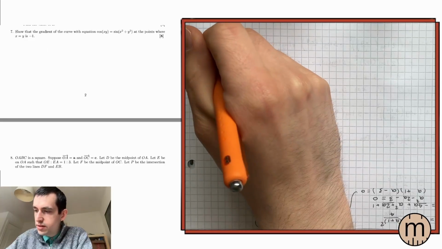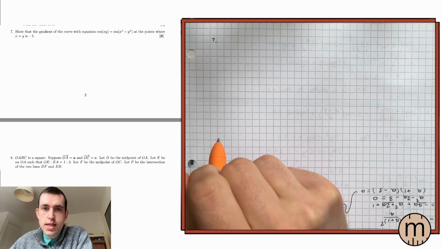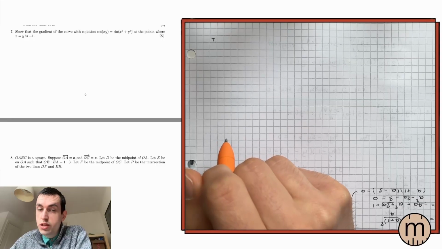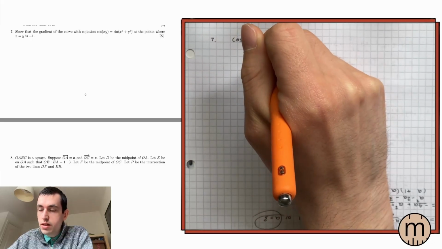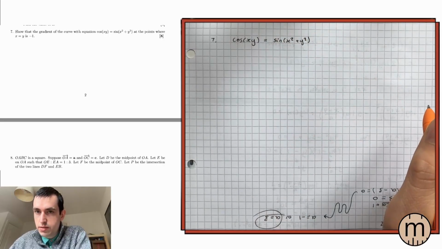Right, question 7 looks fun. We're trying to find the gradient of cos xy equals sine x squared plus y squared at the points where x is equal to y. So it says gradient, we're going to do the derivative. But also, we've got x's and y's right next to each other, so that tells us that we're going to be thinking about implicit differentiation.